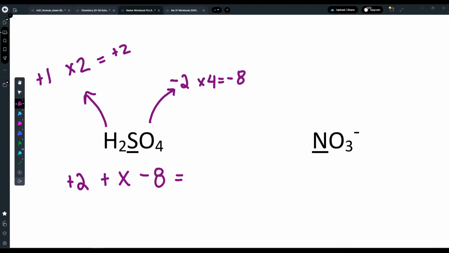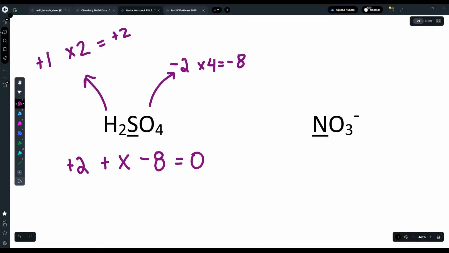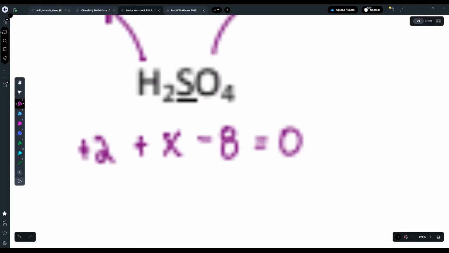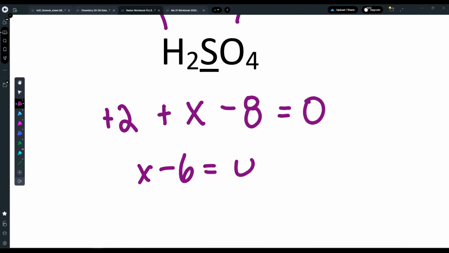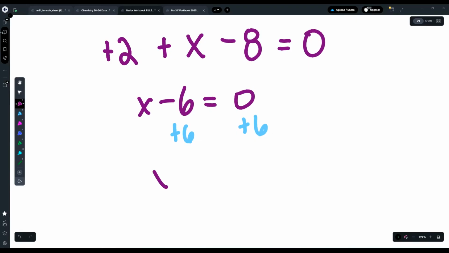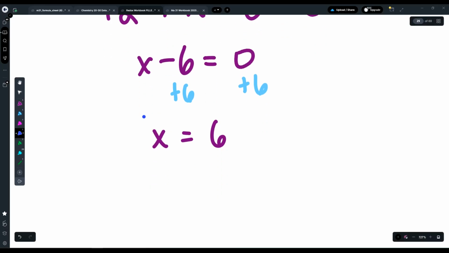And then we're going to set this equal to the charge of the overall compound. Since there is no number in the superscript position after the compound, this is a neutral compound, so I'm going to set it equal to 0. Now at this point, we just have to do a little bit of algebra. 2 minus 8 gives us -6, and then I'm going to add the 6 over. And this is telling me that the oxidation state of sulfur is +6.